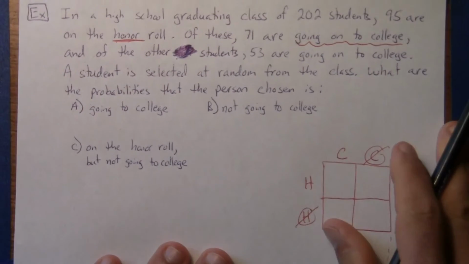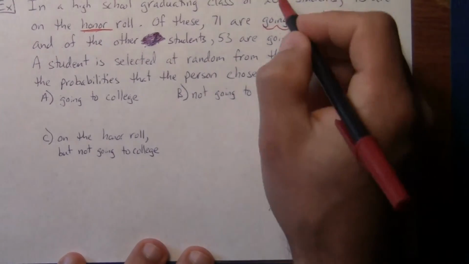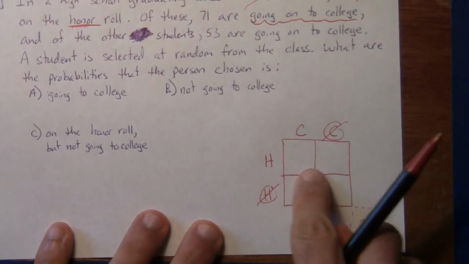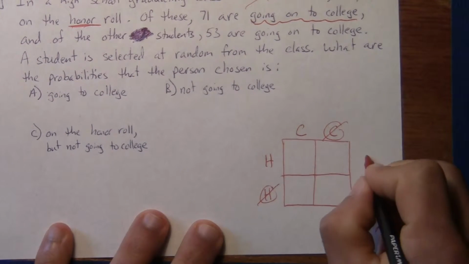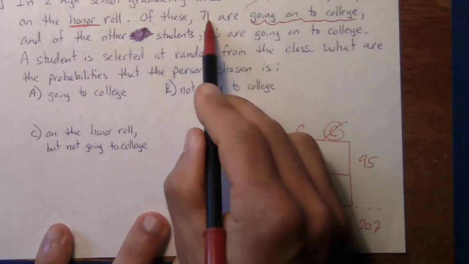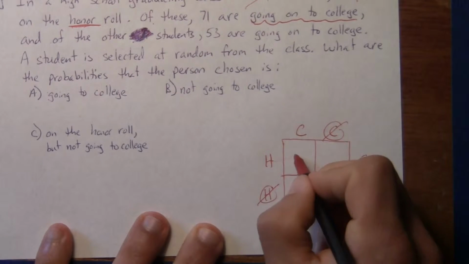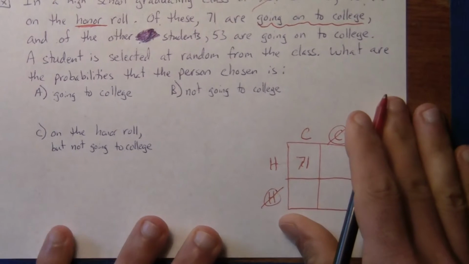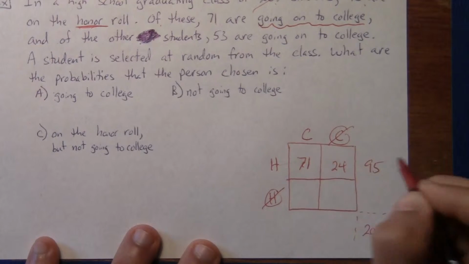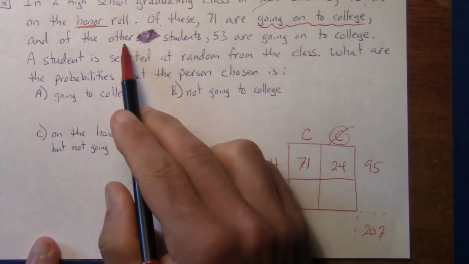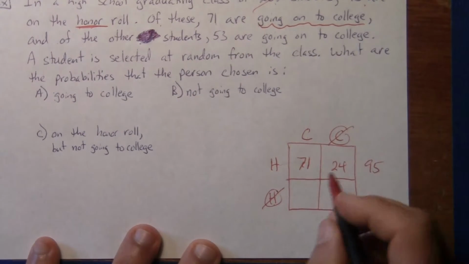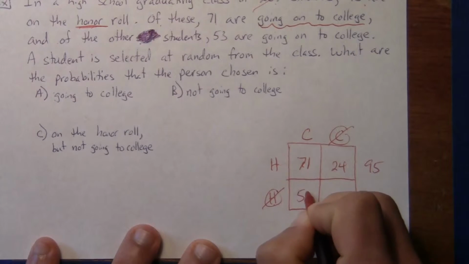So, going back and rereading this, the 202, I've got that number here, so I don't need that number anymore. It says 95 are on the honor roll. This row is representing the number of kids on the honor roll, so that 95 should be over here. Of those kids in the honor roll, so in other words, of that row, 71 are going to college. Honor roll and college, this is the 71. That kind of implies that 24 are not, or I could easily subtract that to figure out that 24 are not going to college. It says, of the other students, so the ones that are not on the honor roll, 53 are going to college. So not on the honor roll, going to college, this is 53.